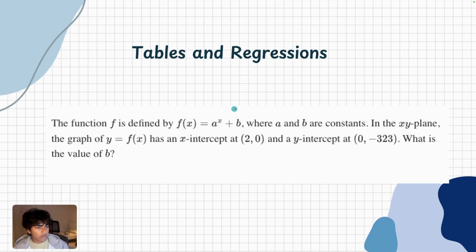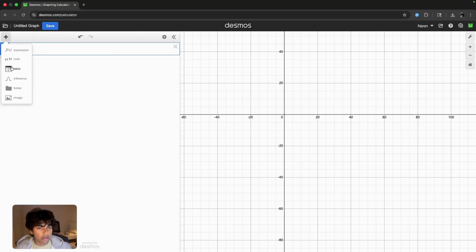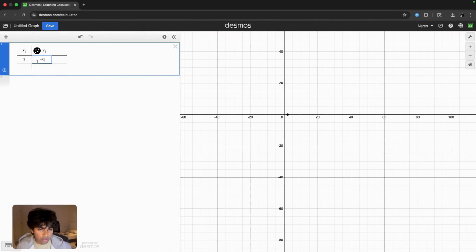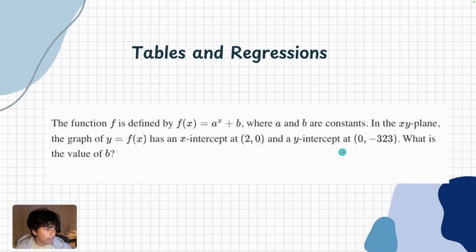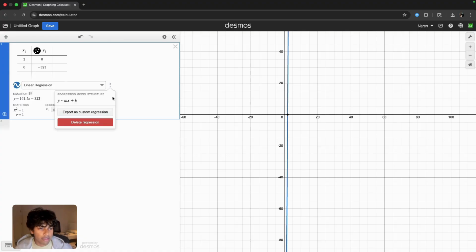Okay, the next one, the function is defined as this, and it has an x-intercept here and a y-intercept here. What is the value of b? Okay, let's go back, and let's start with another table, and let's put in our points. So an x-intercept of 2, 0, and a y-intercept of 0, negative 323. Now we can do a regression with this, but we don't want one of these basic regressions, right?